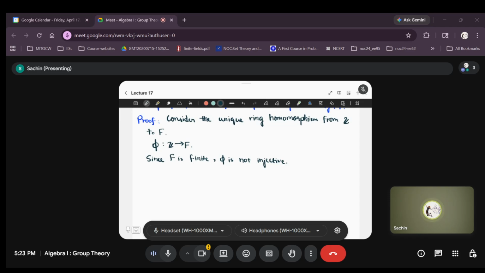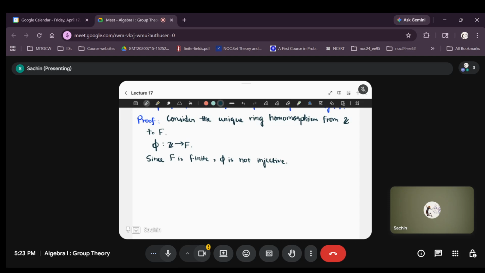And vice versa also was true. If the kernel contains only the additive identity, then the homomorphism is injective. And if the homomorphism is injective, then the kernel contains only the additive identity 0. Since phi is not injective, that means the kernel of phi is not simply 0.